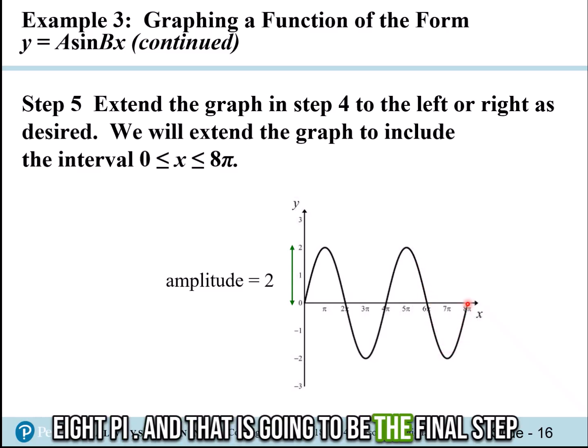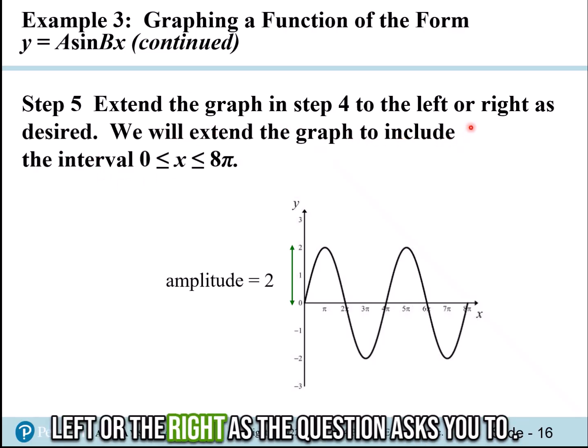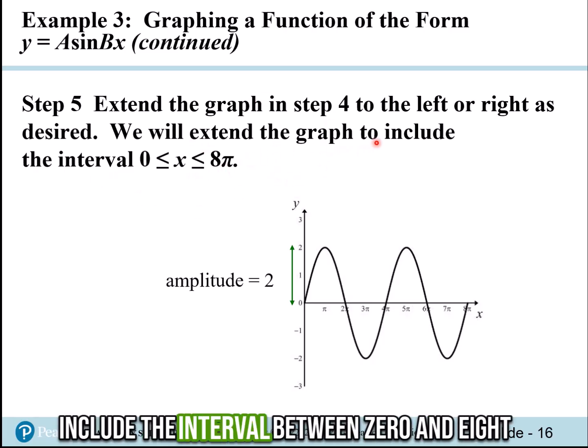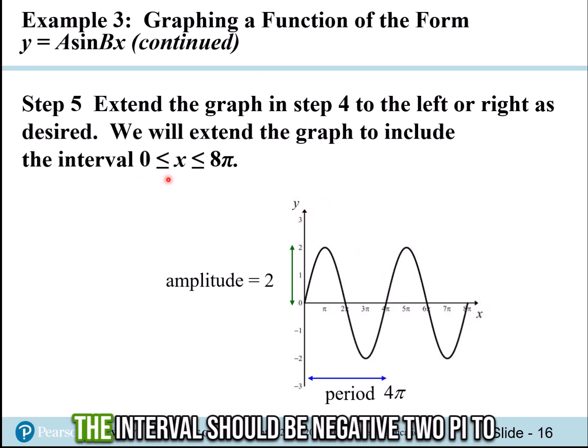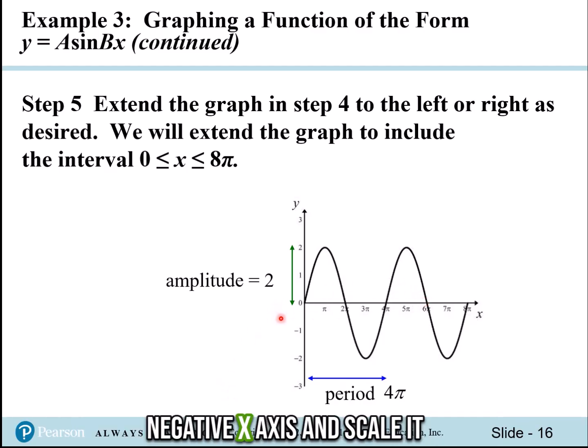And that is going to be the final step where we extend the graph in step 4 to the left or the right as the question asks you to. In this case, we extended the graph to include the interval between 0 and 8 pi. So the extension was in the positive x-axis direction. If the question said interval should be -2 pi to +2 pi, then we had to show the negative x-axis and scale it. All right?